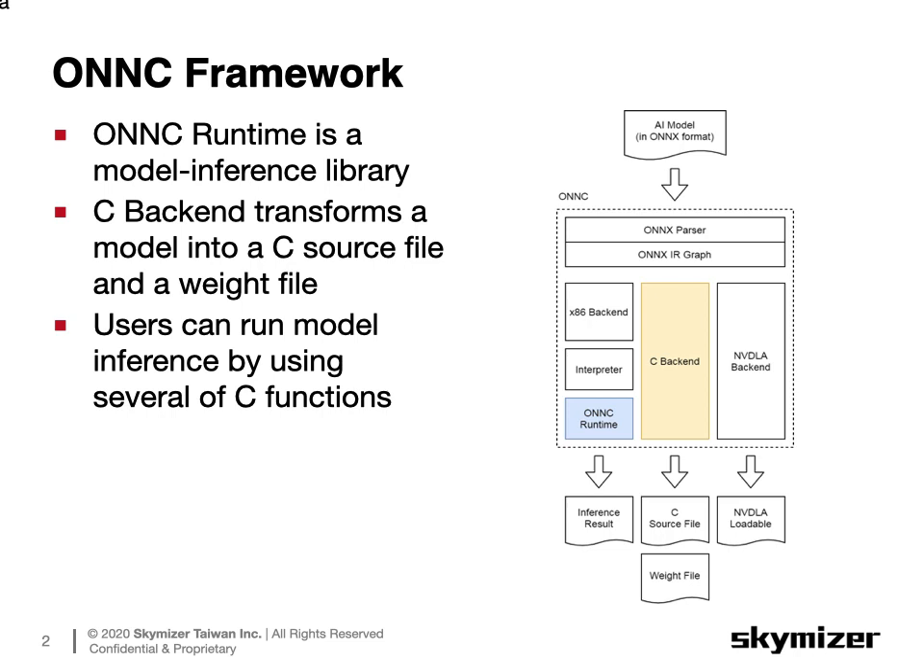C backend transforms a deep neural network model into two files, a C source file and a model weight file. With these two files, users can run inference on an AI model by invoking specific C functions. ONNC runtime is a library that we use to perform computation for each operator. It can be built as a standalone library independent of the ONNC framework.